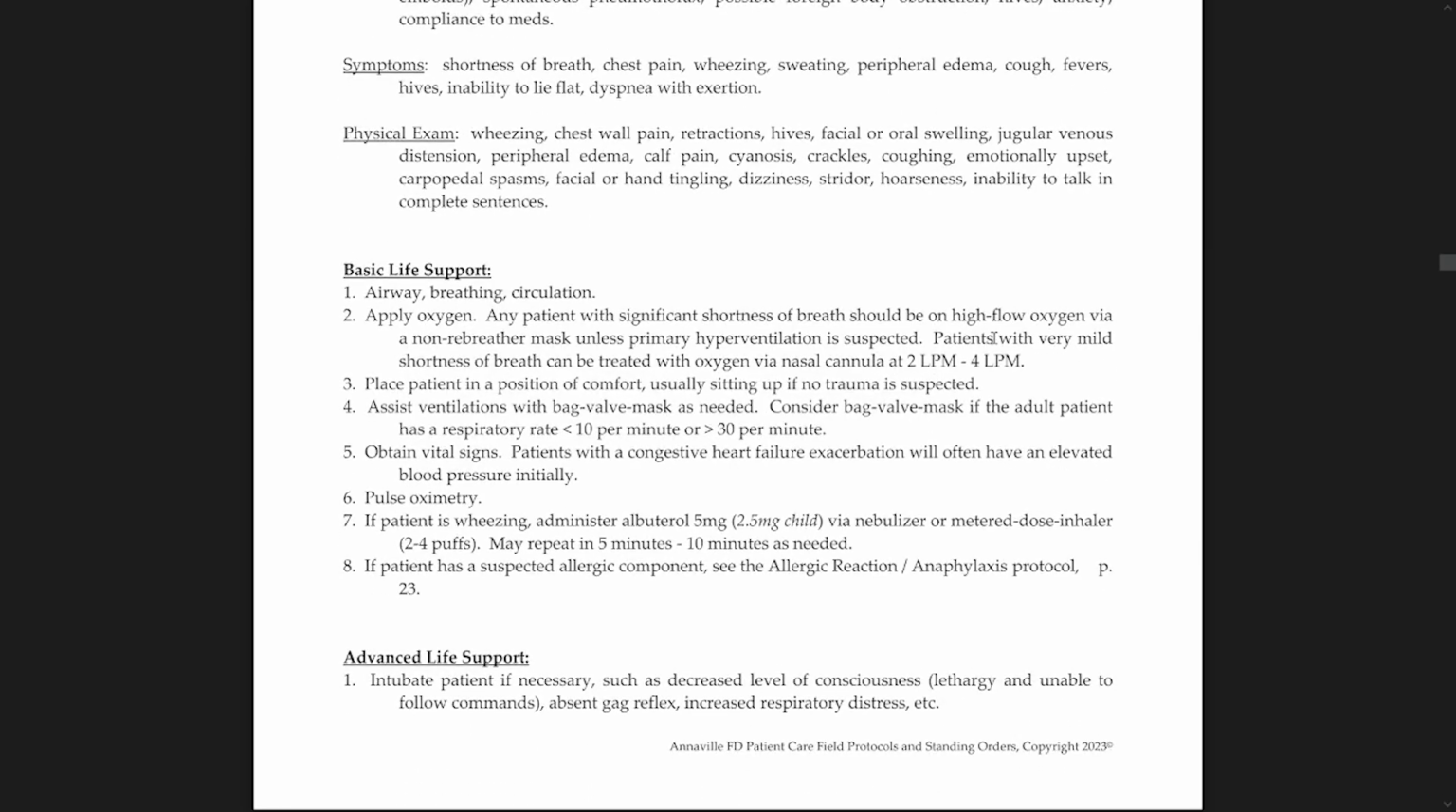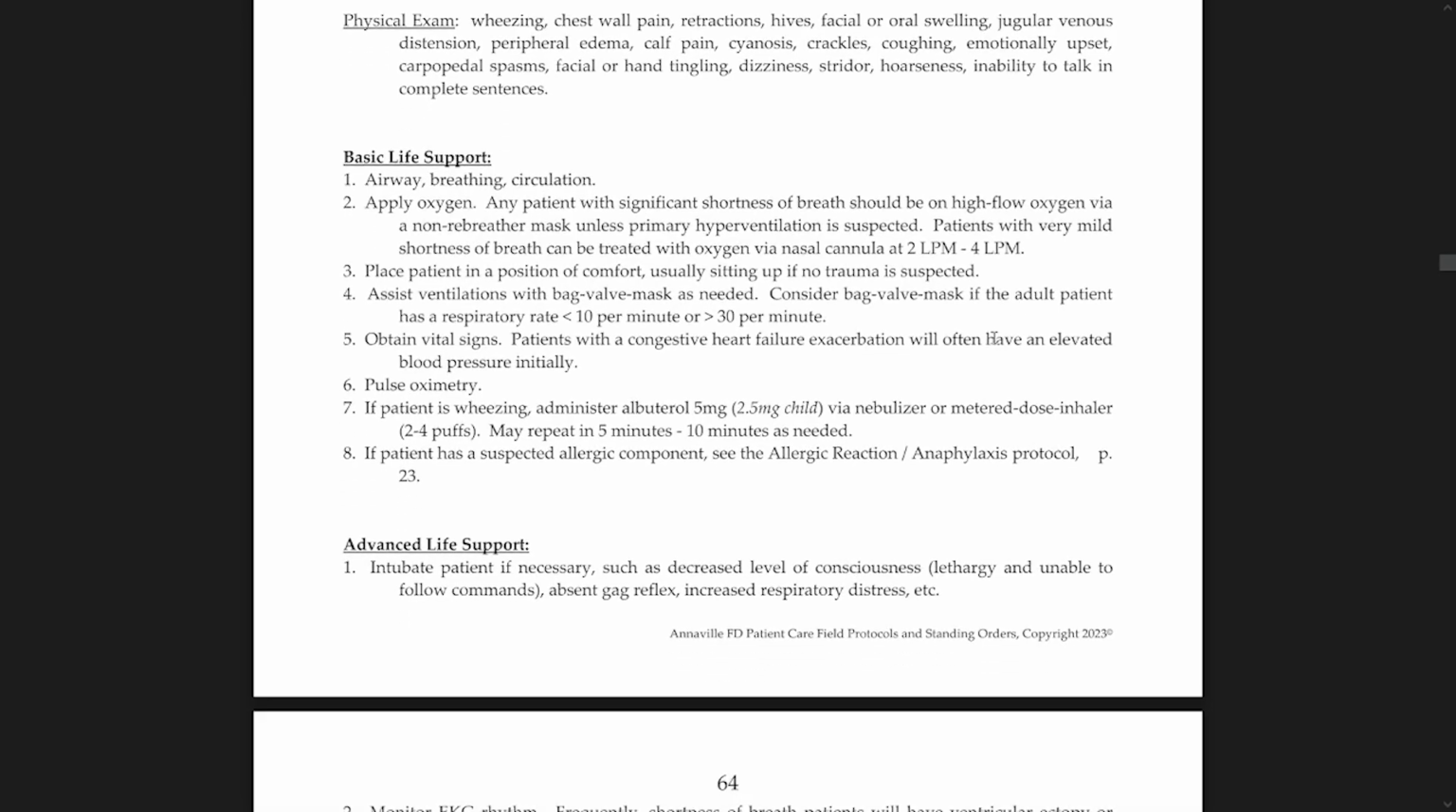Now, for BLS or basic life support, we want to make sure we monitor their ABCs, or their airway, breathing, circulation, and apply an oxygen device. Any patient with significant shortness of breath should be on high flow O2 via a non-rebreather unless primary hyperventilation is suspected. Patients with very mild shortness of breath can be treated with oxygen via a nasal cannula device at 2 to 4 liters per minute. Place a patient in a position of comfort, usually sitting up if no trauma is suspected. Assist ventilations with the BVM as needed.